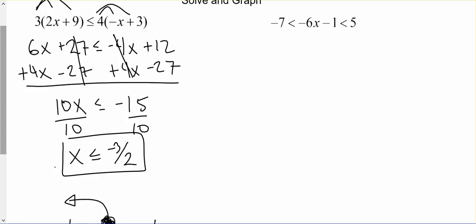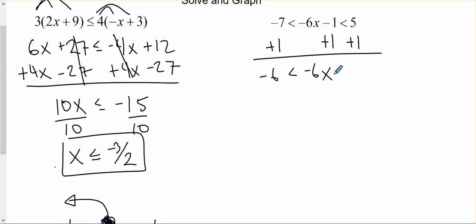Our other problem is a compound inequality. I know that because I've got two inequality symbols. So we're going to work our way backwards through our order of operations. I'm going to undo addition and subtraction before I undo multiplication and division. Negative 7 plus 1 makes negative 6, and 5 plus 1 makes positive 6.